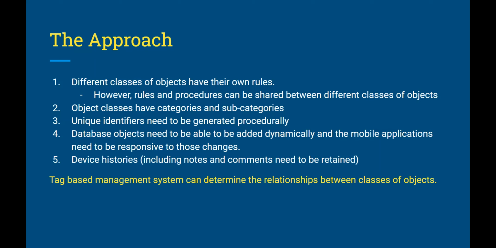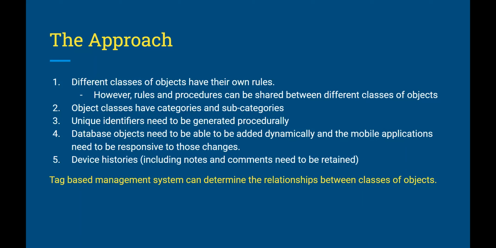And so what I realized is that unique identifiers for the different classes of objects need to be generated procedurally and maintained through the entire system. And then linked to that is the thought that database objects need to be added dynamically, and mobile applications need to be responsive to those changes. So, for instance, if one technician is working on a particular mooring and he adds some new things to the system, then those changes need to be reflected in the way that the other technicians can interact with their applications. But then what's really important is if those sorts of changes can happen, you need to maintain histories of what types of things have happened within the system. So that includes notes and comments and so on that get collected along the way.